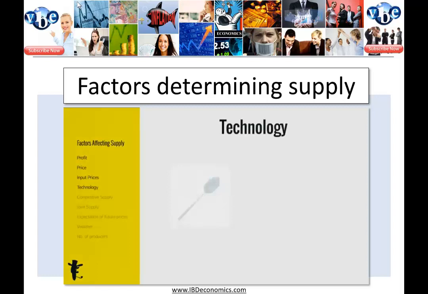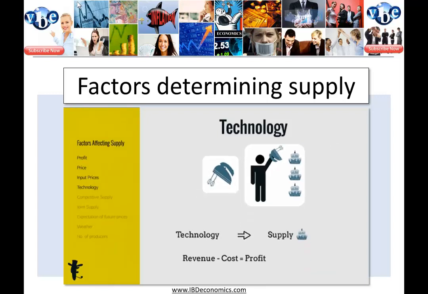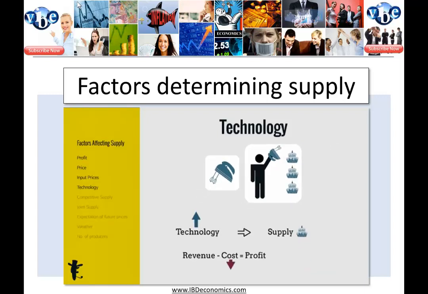Technology. We used to bake with these. That's slow. Due to improvements in technology, we now bake with these. Our productivity increases. So better technology helps us save cost, which increases our profits. We'll gladly supply more cakes.